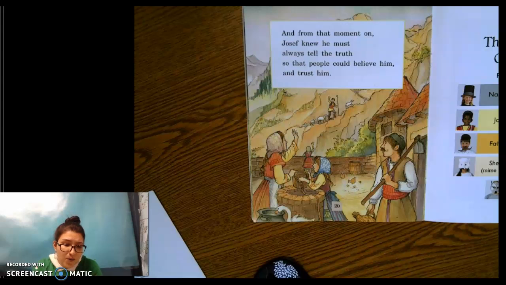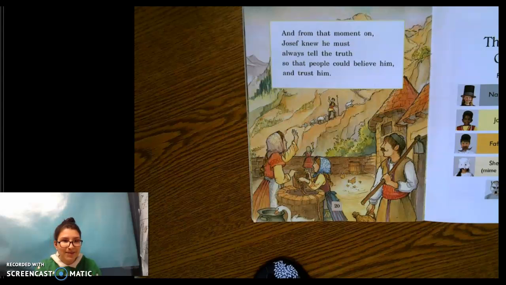Joseph: No one came to help me. No one listened to me. Father: You cried wolf too many times when there was no wolf, Joseph. So when the wolves really came, no one believed you. Joseph: I am very sorry for what I have done, Father. Narrator: And from that moment on, Joseph knew he must always tell the truth so that people could believe him and trust him.